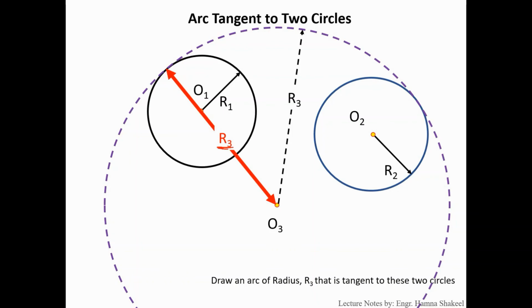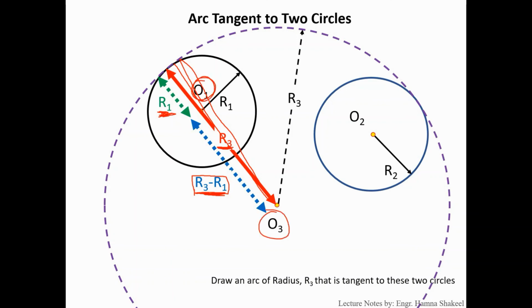So this R3 is the radius of this resulting circle. This R3 is basically a sum of R1, which is the radius of the circle 1, and this distance. In this case, the distance is R3 minus R1. So R3 is this total distance, or this total radius. R1 is the radius of this circle number 1. So the distance between this center and this center is equal to R3 minus R1.